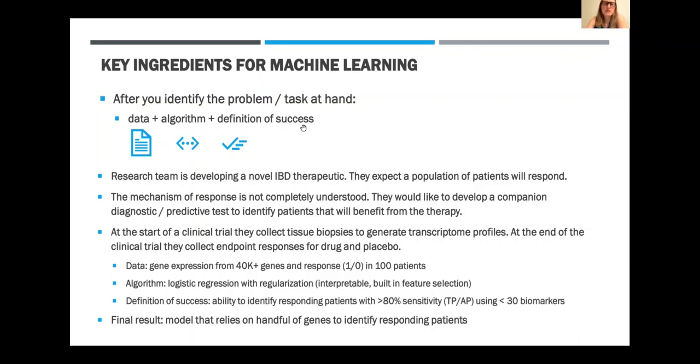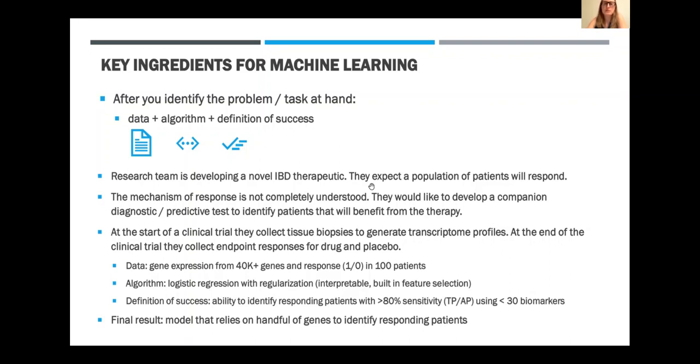So to make this a little bit more concrete, I'm going to use an example of a project that we worked on at Caliber. There was a research team that was developing a novel therapeutic for IBD. And they only expected a population of the patients to respond. This is very common. Only some of the patients will respond to a drug. And the mechanism of the response was not completely understood.